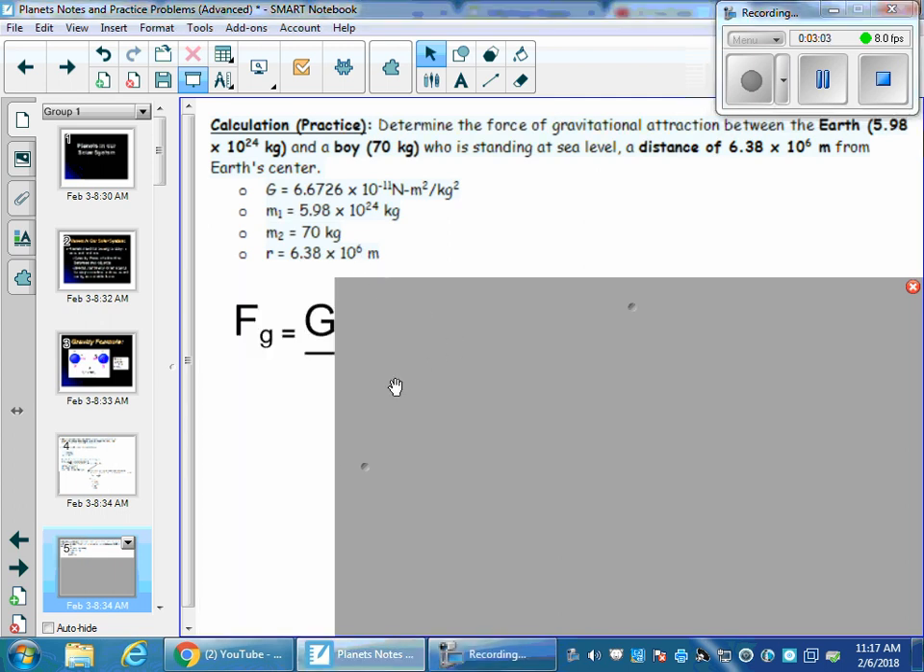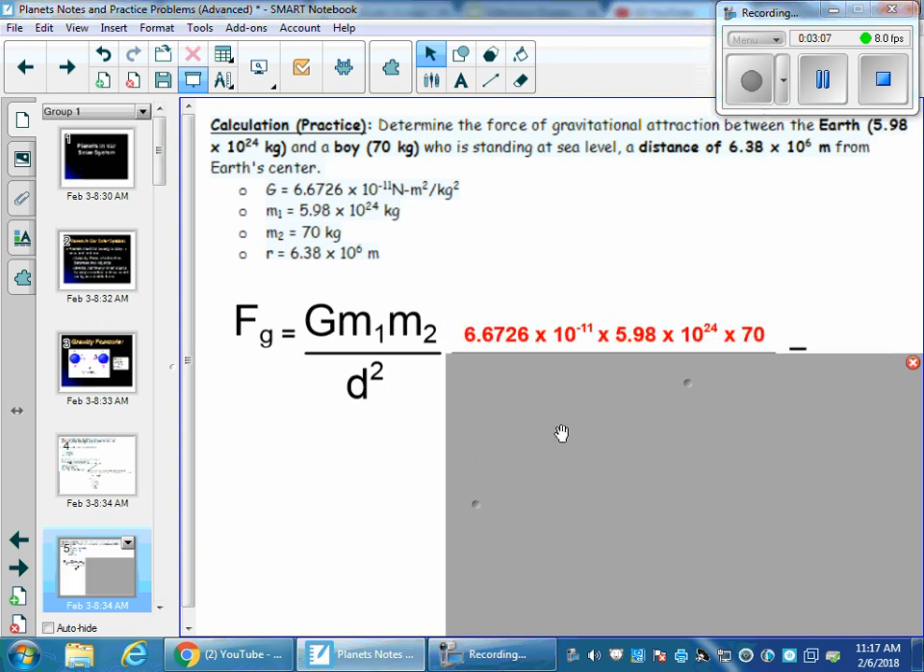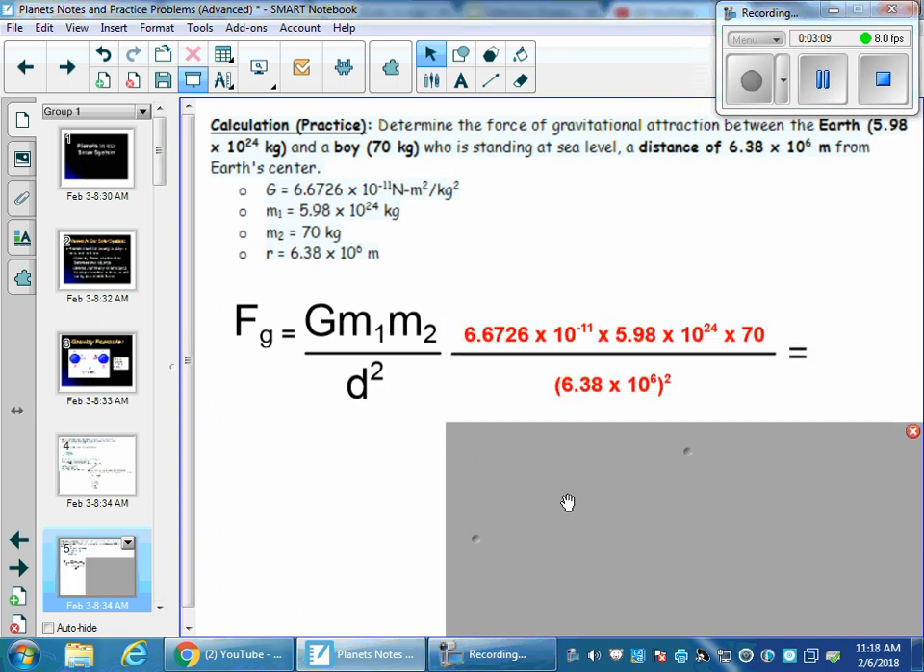Okay. Now, the first step you're going to do is get up your equation, and then you're going to go through and put in all of those different things. So I've just plopped in, instead of G, I put in 6.6726 times 10 to the negative 11th. Instead of M1, I've put in the number, and so on and so forth. So the first step is just to plug your numbers into the equation.